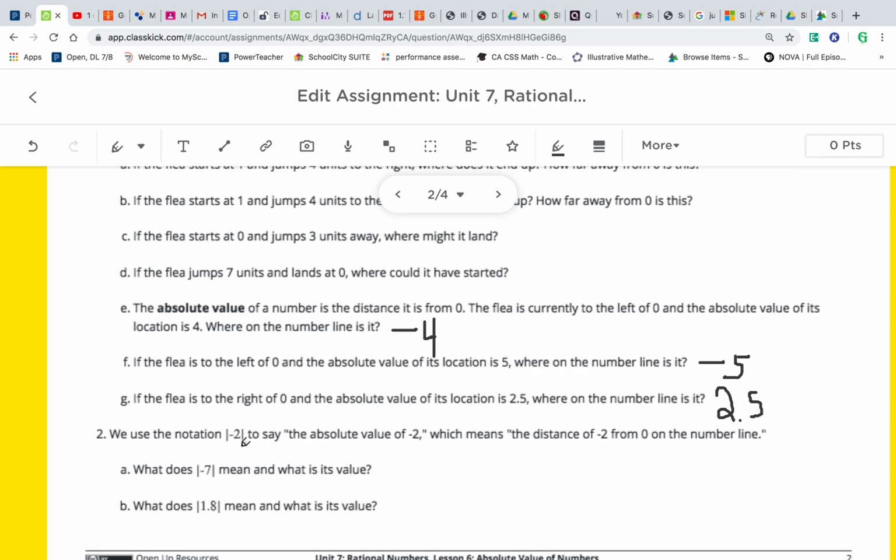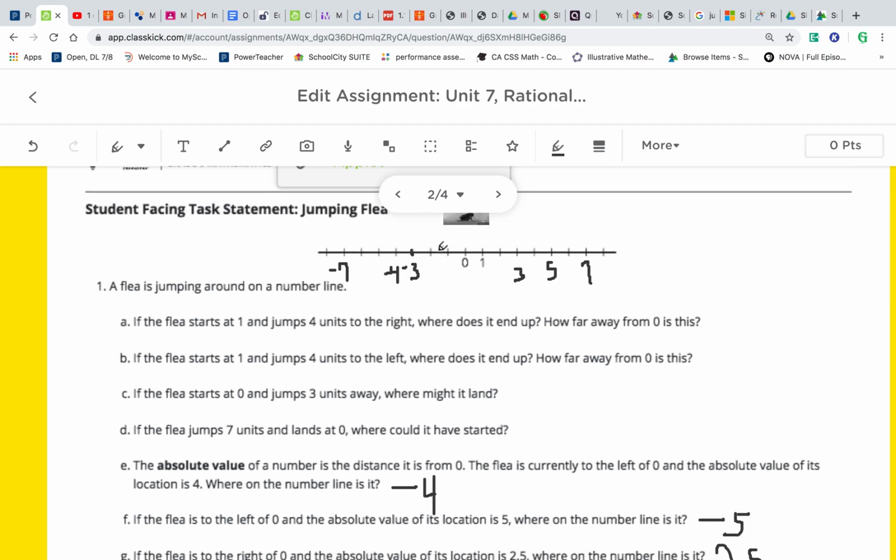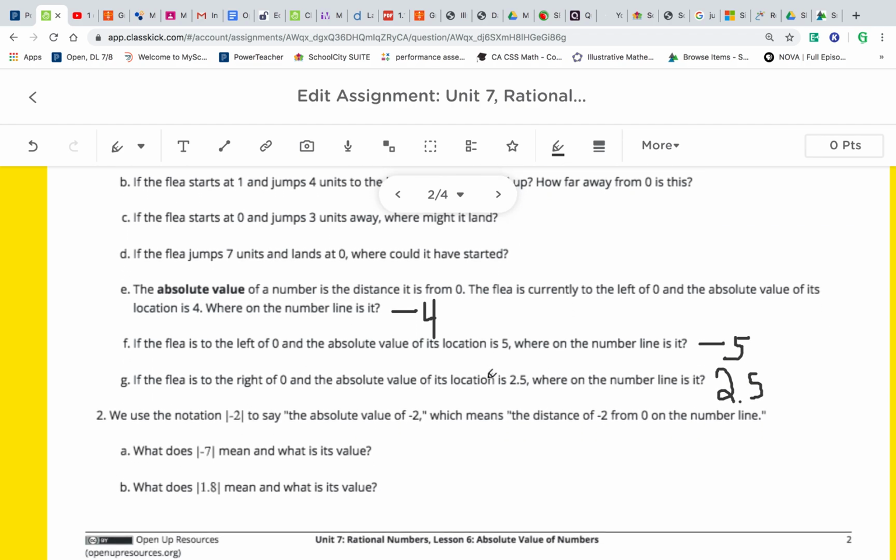All right, so number 2, we use the notation, and these little brackets right here, these brackets mean absolute value. So this right here says the absolute value of -2. And that means the distance of -2 from 0 on the number line. And so you can see up here, -2 would be right here. And its distance from 0 is 1, 2. So it would be 2. Its value would be 2, even though we are talking about a point at -2 on the number line.